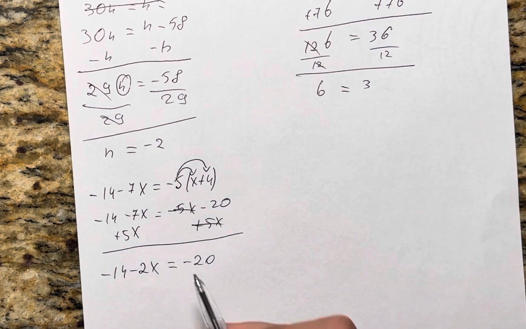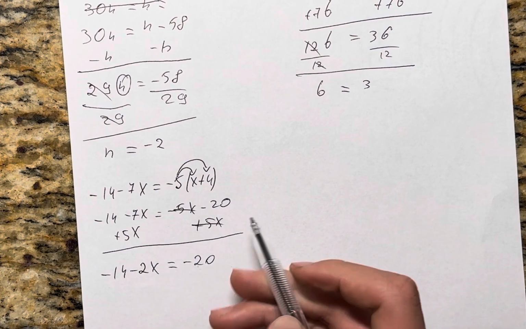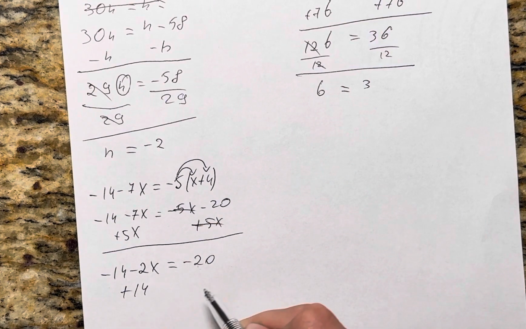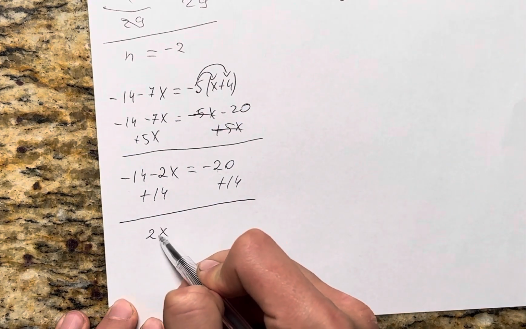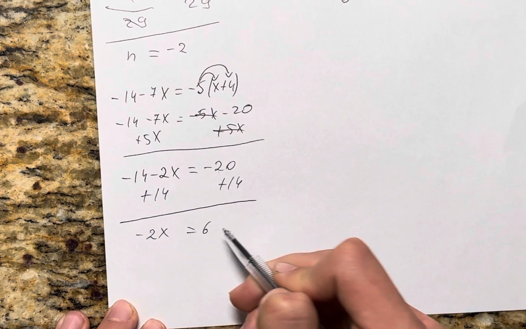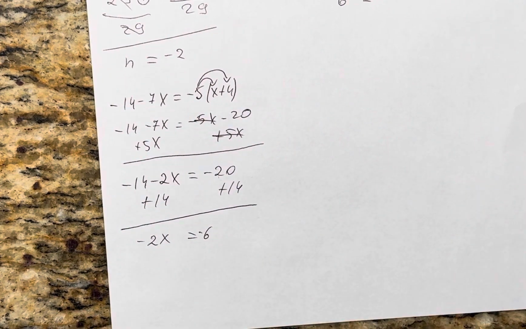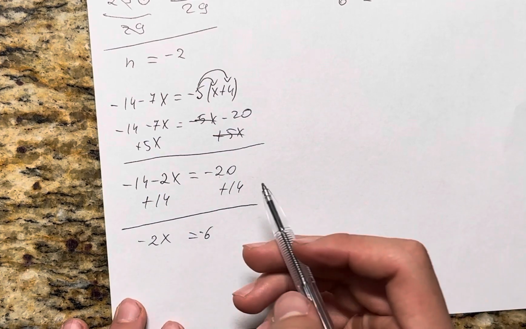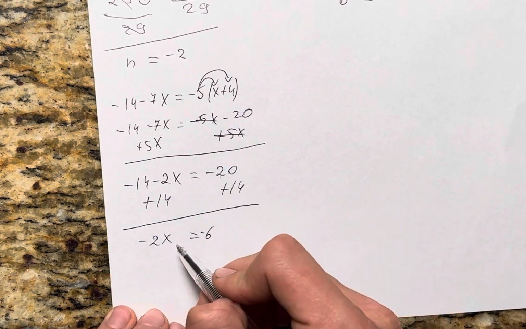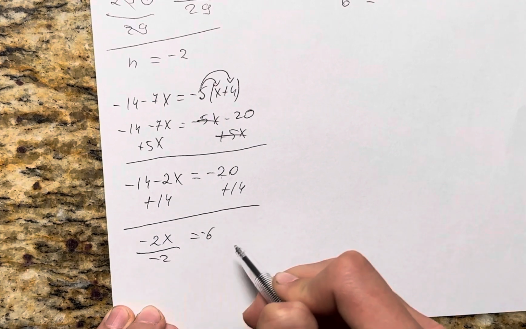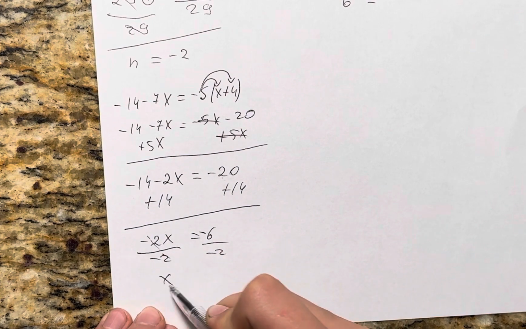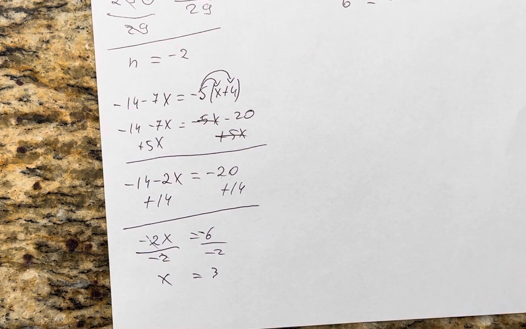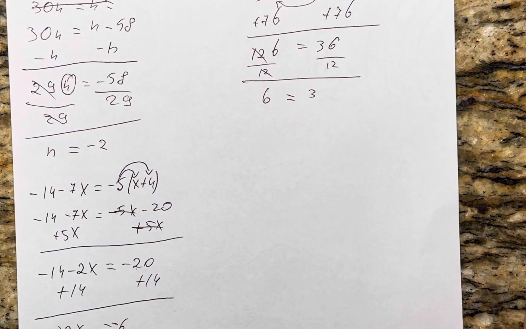Now we have to move this negative 14 over to this side. We can do that by adding 14 to both sides. What I'll get is negative 2x equals negative 6, sorry. And last step, to isolate the x, divide each side by negative 2. What I'll get is x equals 3. That's your answer for this one. Let's do one last similar one.